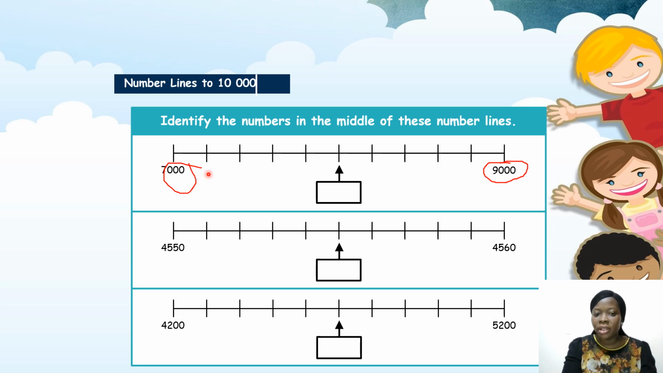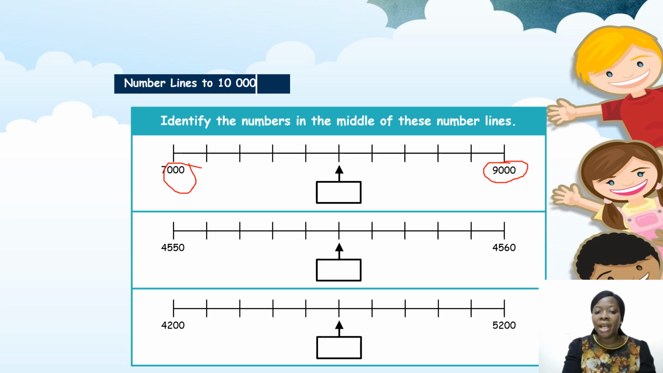So 7,000, 7,200, 7,400, 7,600, 7,800, 8,000, 8,200, 8,400, 8,600, 8,800, 9,000. We are skip counting in 200. Well done if you skip counted in 200.